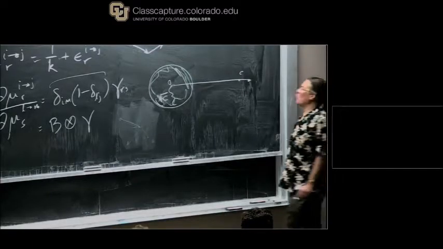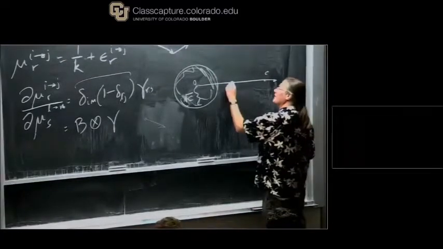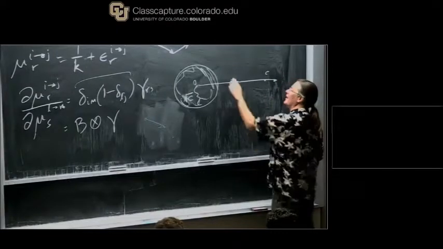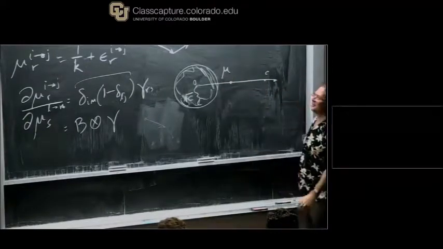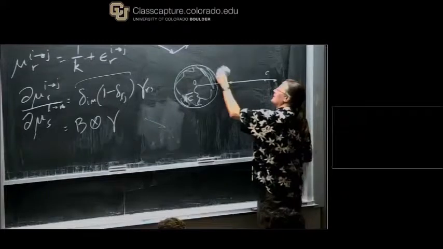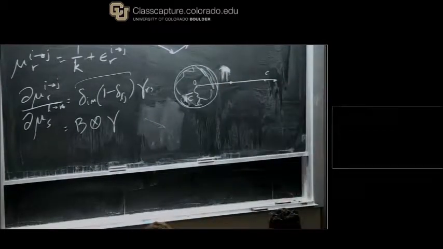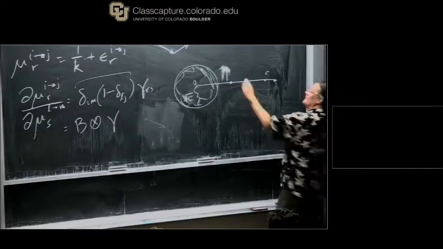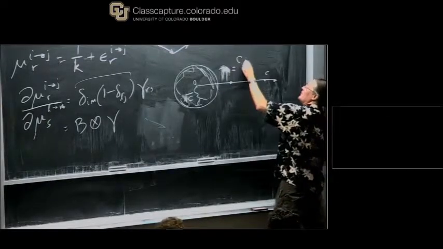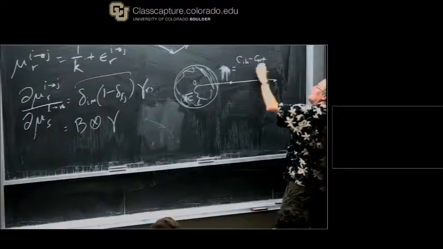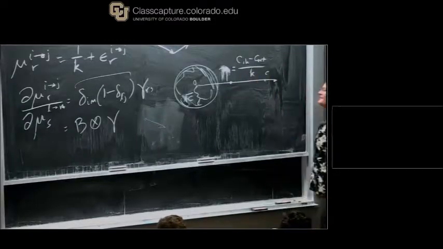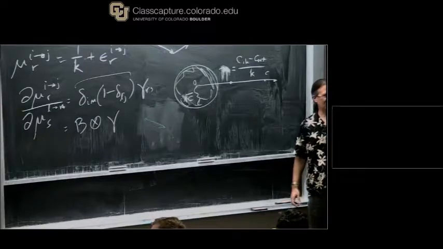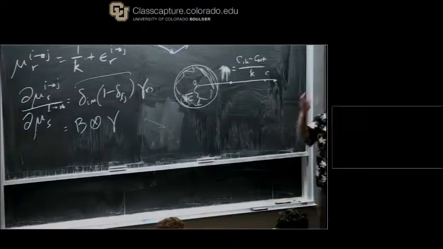Well, there is one more eigenvalue I need to tell you about. I'll call it mu. Oh, I already used mu for something else. I'll call it eta. OK? And this one equals C_in minus C_out divided by K. And this corresponds to an eigenvector which is different on the different communities.